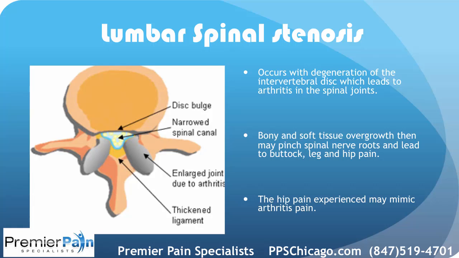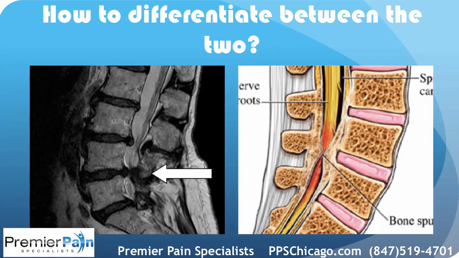Here's a cartoon of spinal stenosis. It occurs with degeneration of the intervertebral disc, so here's the disc. As this breaks down, more stress can be shifted to the back of the spine where these facet joints are. That's where one vertebrae hinges and articulates with the next, okay? And that can cause bony and soft tissue overgrowth, which then can pinch spinal nerve roots and lead to pain in one's buttocks, legs, or the hip. And the hip pain that's experienced from spinal stenosis can mimic that from arthritis of the hip joint.